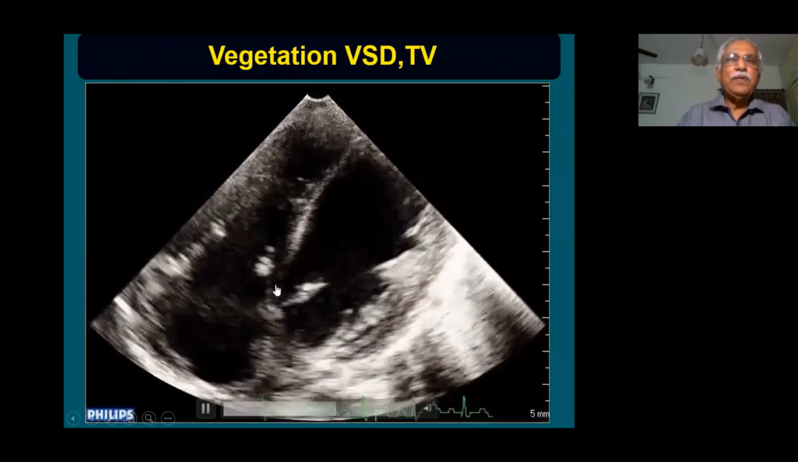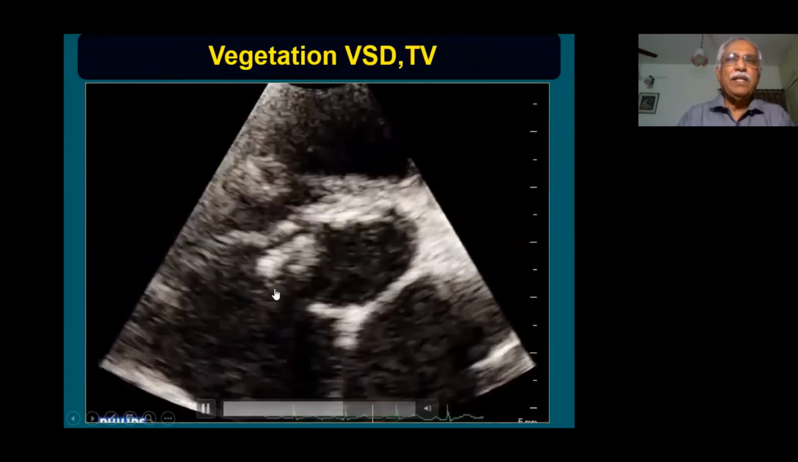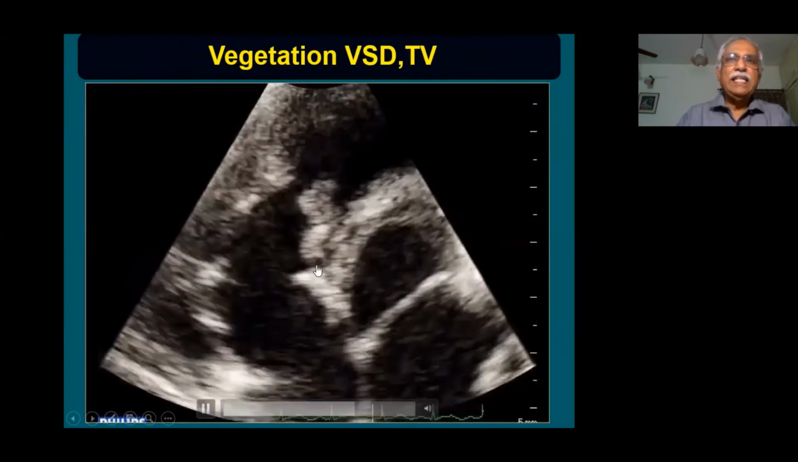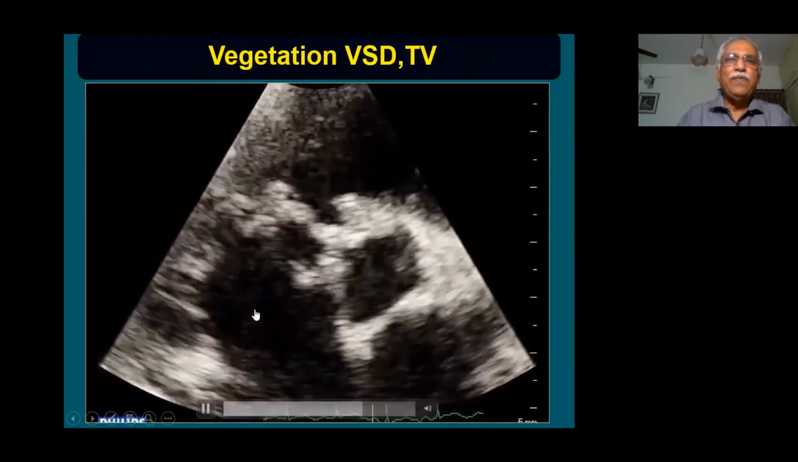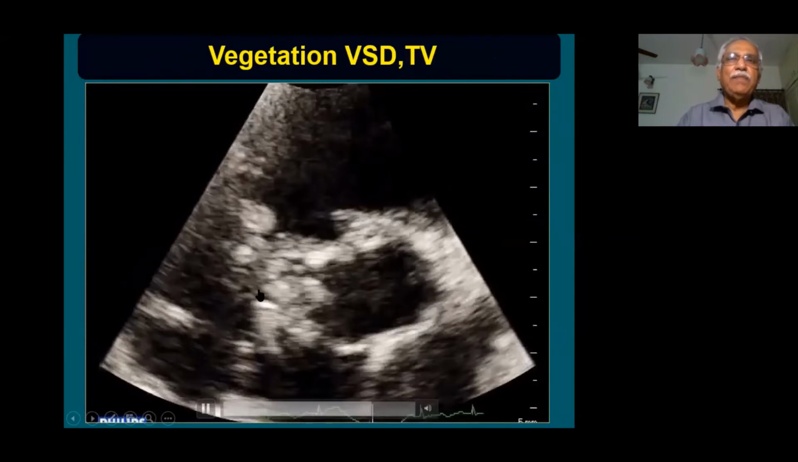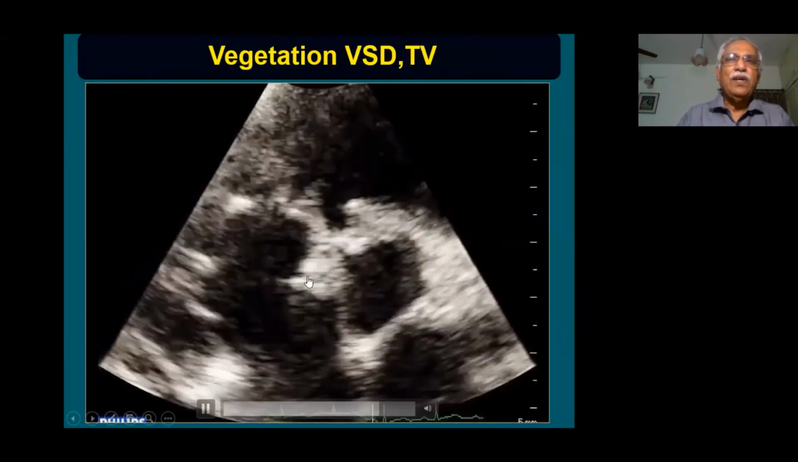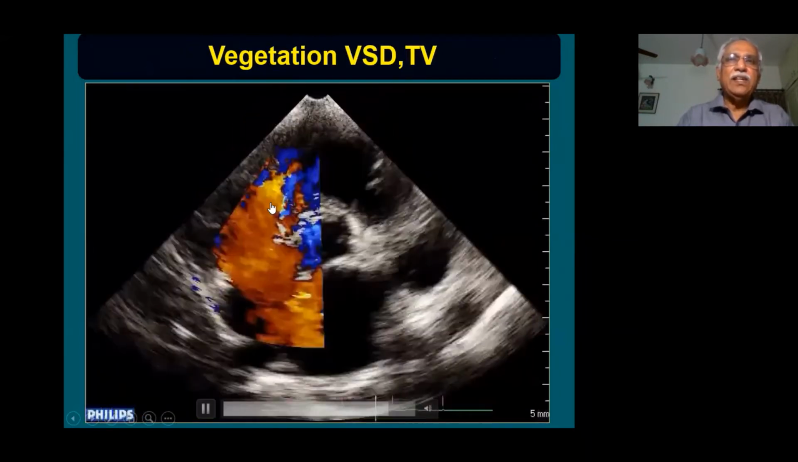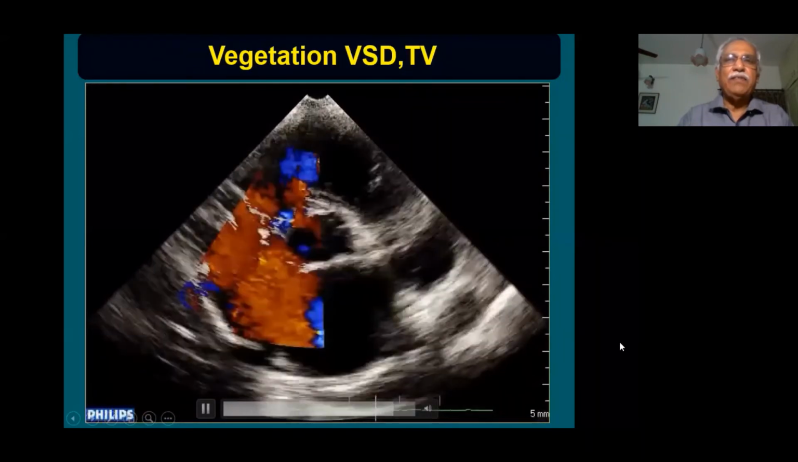So in addition to producing vegetations over the ventricular septal defect, the jet has hit against the tricuspid valve, and it has produced multiple masses over the tricuspid valve also. In the color, you can see the systolic flow across the ventricular septal defect.